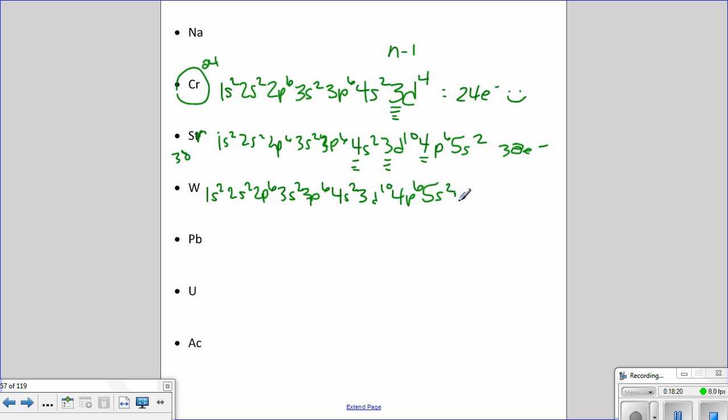That's going to be 4d10 all the way across. Then we're back into the 5p6. So now we're all the way to xenon. Now we're going to drop down to the sixth energy level, which is cesium. So 6s2, which is cesium and barium.